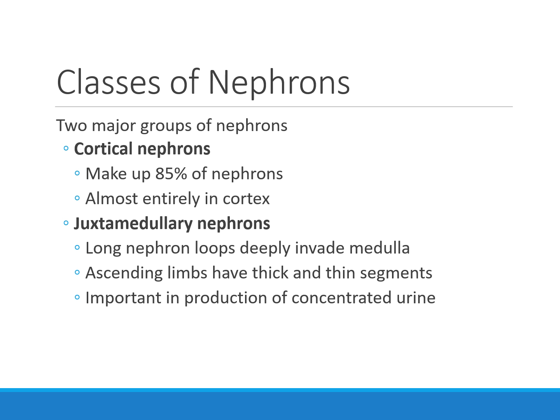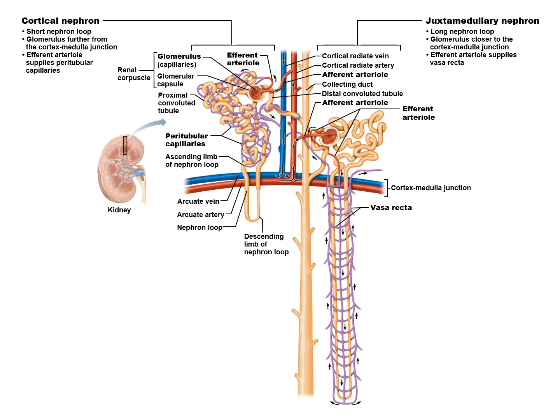Because there's so much time in the nephron loop, we can pull out more of the water, save more of the water, and lose less of it. So there's the difference between the two. The one over on the left-hand side is a cortical nephron.